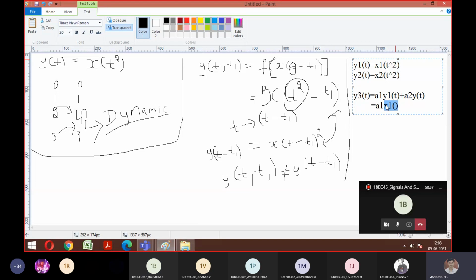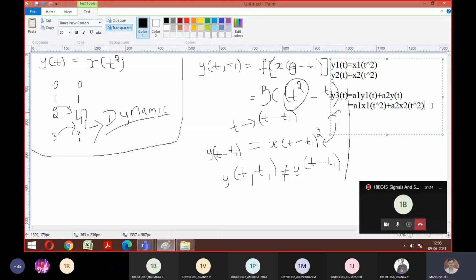Of t square plus a2 x2 of t square. So this is your y3 answer. So now we got one answer. In the same way, we have to verify one more condition. So what is that one more condition, guys?